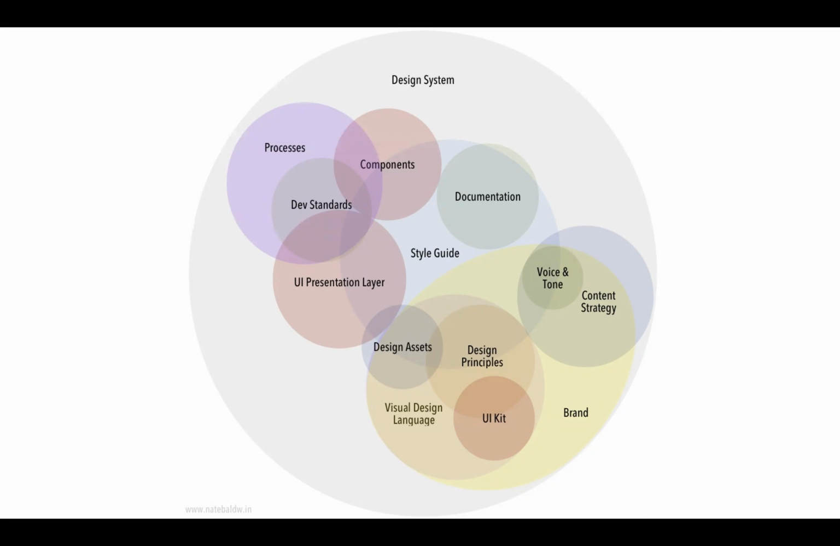These are super important things that we're not going to talk about today, but they are very dear to my heart as well. And the place where I really like to play is processes, dev standards, and the component delivery mechanism. Documentation is also super important. We're going to touch a tiny bit on this. But I just wanted to give you a lay of the land of what I mean by design system when I'm talking about it today.